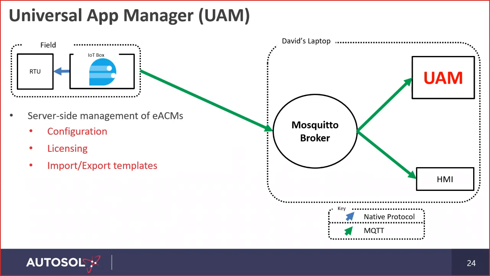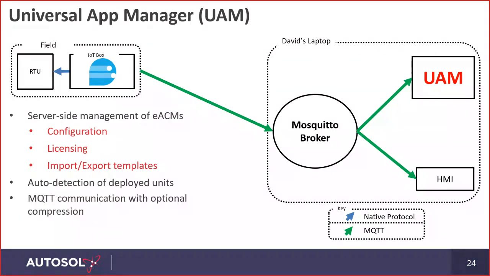But the reason that I think this has a lot of value is that Universal App Manager can automatically detect deployed eACMs. So long as the eACM and the Universal App Manager are both on the same broker, Universal App Manager can automatically detect the eACM, download its configuration, and sync configuration. And I will demonstrate all this shortly.